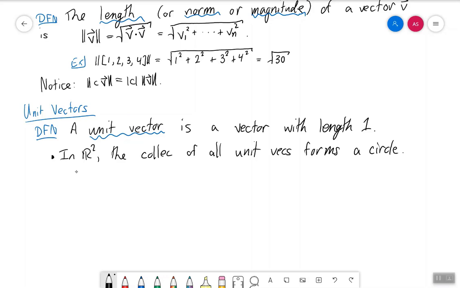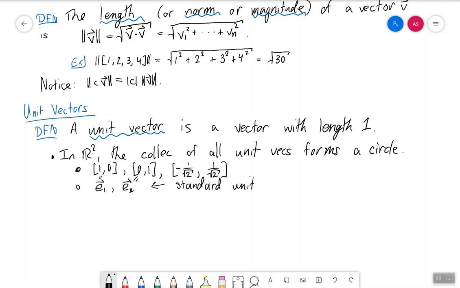For instance, (1, 0), (0, 1), (minus 1 over the square root of 2, 1 over the square root of 2), and many others. We have certain things called the standard unit vectors, and that's these first two, E1 and E2. So E1 is this guy, and E2 is this guy. These are called the standard unit vectors in R2.